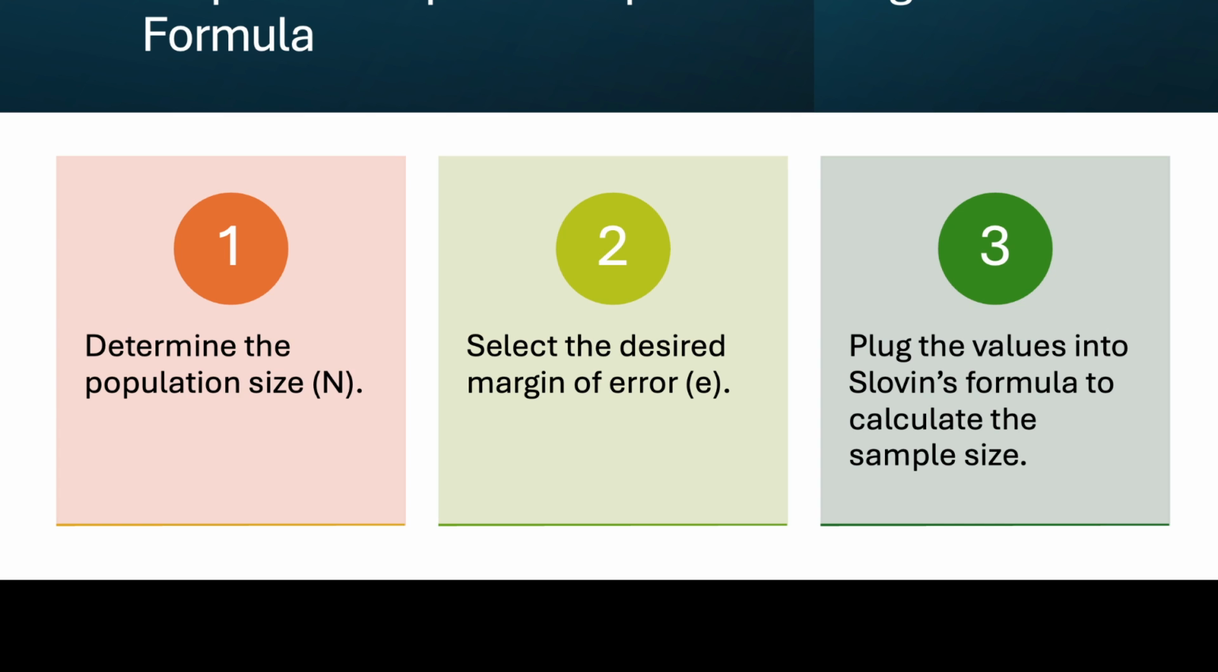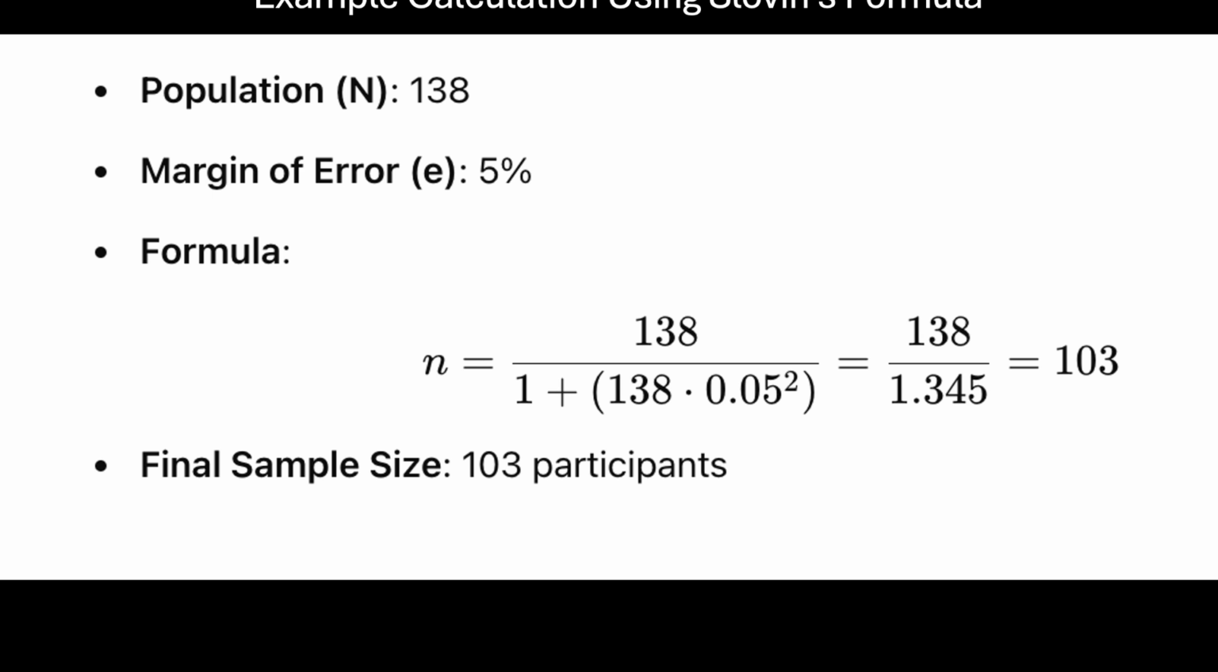Okay, so you're going to substitute the specific numbers into the formula for the sample size. This is a very good example. A population of 138, for example, patients, and the margin of error is 5%. In Slovin's formula, the population, which is considered as letter N, is 138 divided by 1, which is a constant, plus, inside the parenthesis, 138 times the margin of error squared, which is equivalent to 138 divided by 1.345. Okay, which gives you a final sample size of 103 participants. So it's very easy. Then you just have to substitute it.